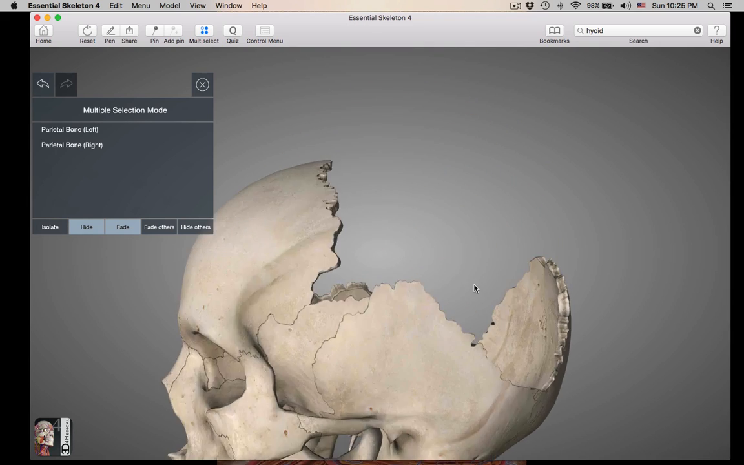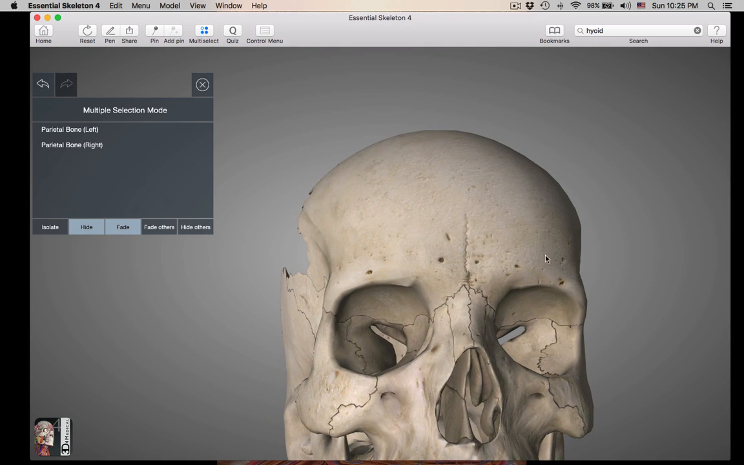So I think we've gone through all the 8 bones of the skull. Those are your cranial bones. And the next video we will go through the facial bones. Those are a little simpler to go through.